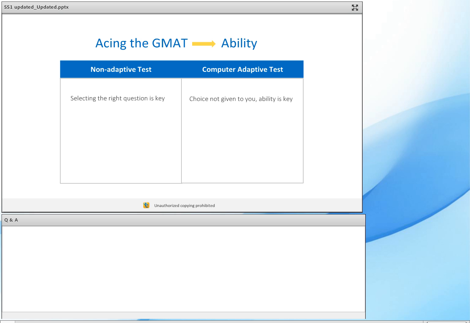On a computer adaptive test such as the GMAT, you're not given that choice. The key thing is to be able to answer questions that are served to you, and then as the difficulty level goes up, continue to answer questions correctly.